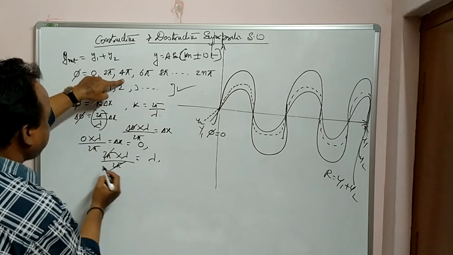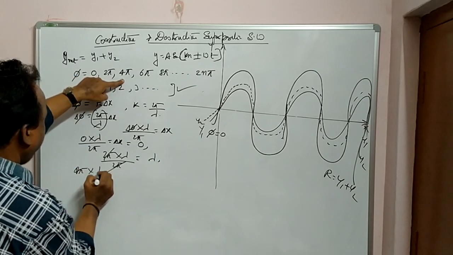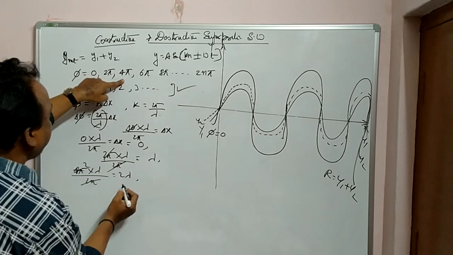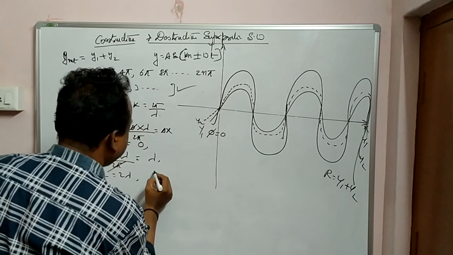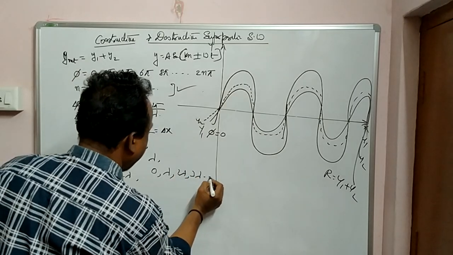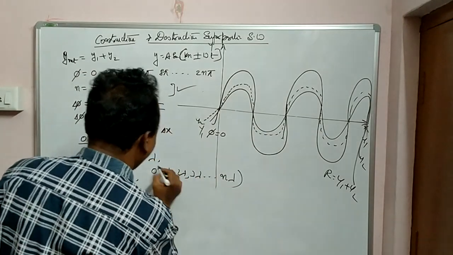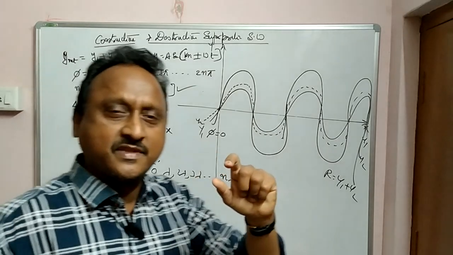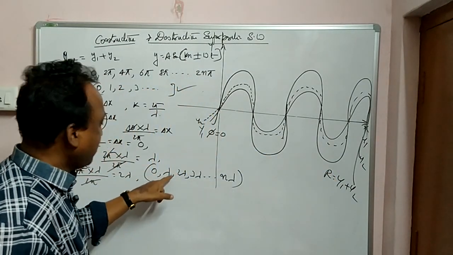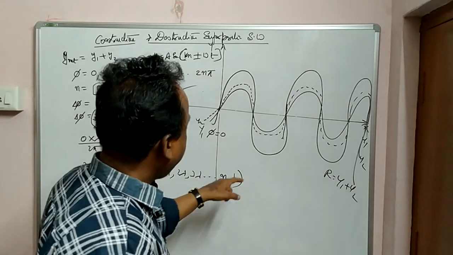Lambda. Next substitute 4 pi into lambda by 2 pi, which gives 2 times 2 lambda. Like that, if you observe, you will get the series as 0, lambda, 2 lambda, 3 lambda and n lambda. So the path difference between the two sound waves y1, y2 is 0, lambda, 2 lambda, 3 lambda, n lambda.